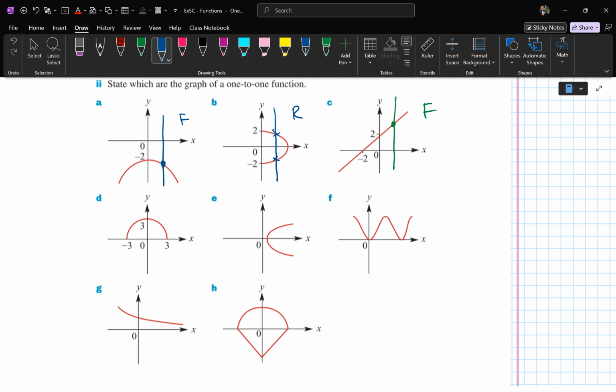It is a function. Do a vertical line test, crosses once. It's a function. Kai, E. Is this a function or a relation? It is a relation. Vertical line test, crosses twice. That's a relation.